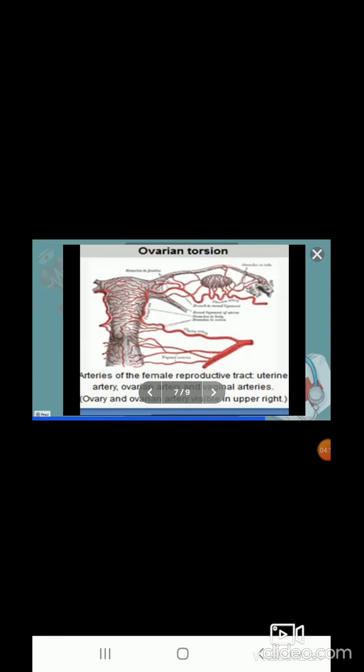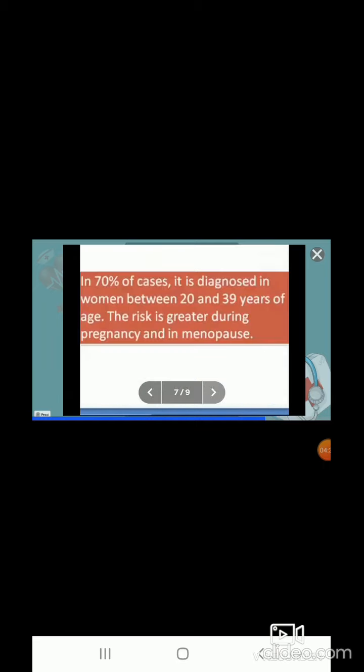The incidence of ovarian torsion among women of all ages is 5.9 per 100,000 women, and the incidence among women of reproductive age, 15-45 years, is 9.9 per 100,000 women. In 70% of cases, it is diagnosed in women between 20 and 39 years of age. The risk is greater during pregnancy and in menopause.